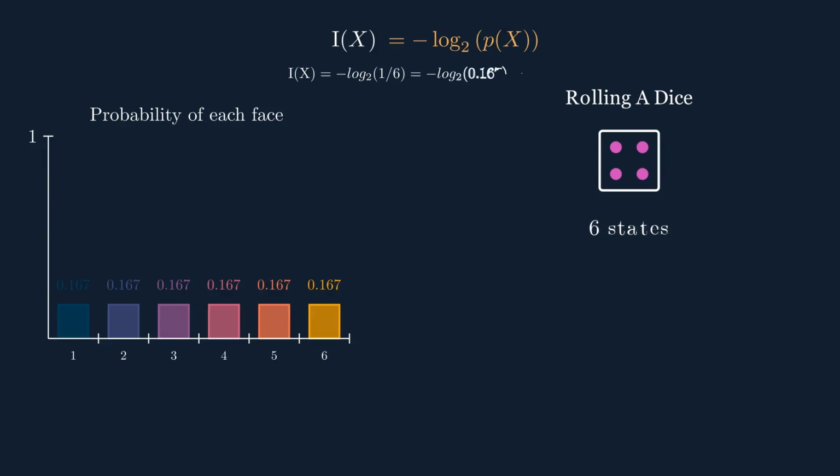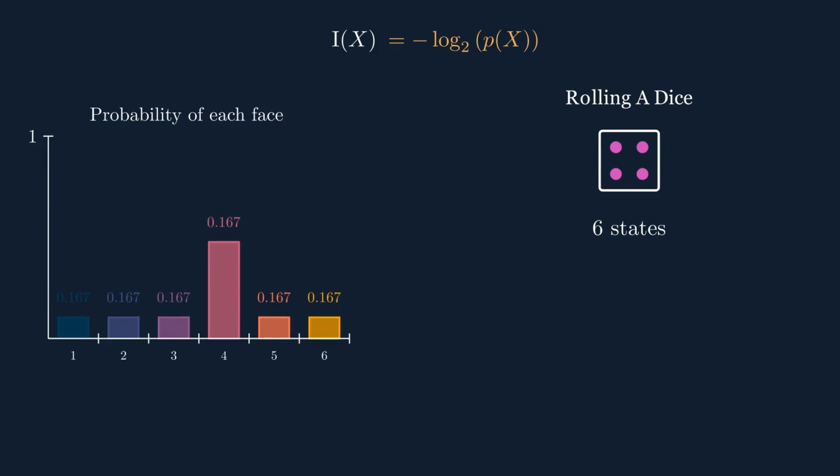But now consider that the dice is rigged and the probability of landing a 4 is much higher, 50% or 0.5. So now the probability of landing each face is not the same anymore. Again, if we assume we land a 4, the number of states technically still go down from 6 to 1. But the information revealed according to our formula is 1 bit. So what is happening here?